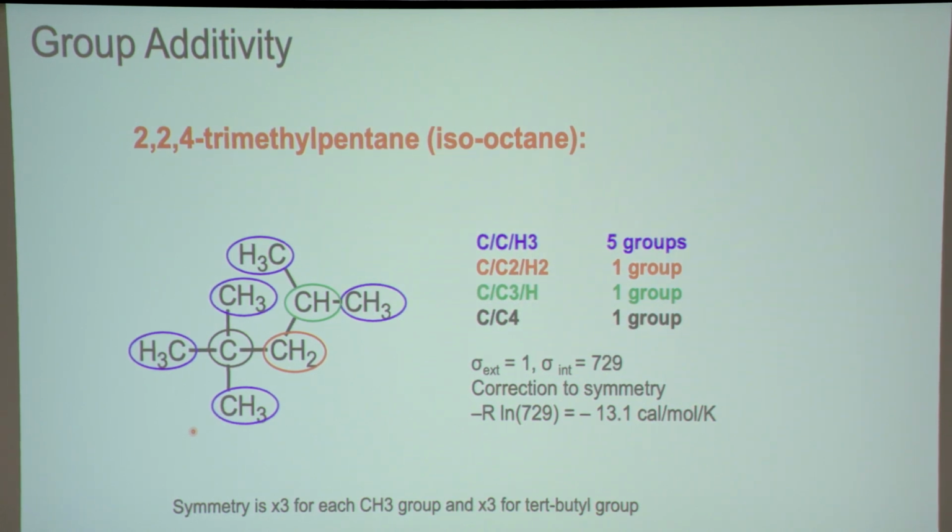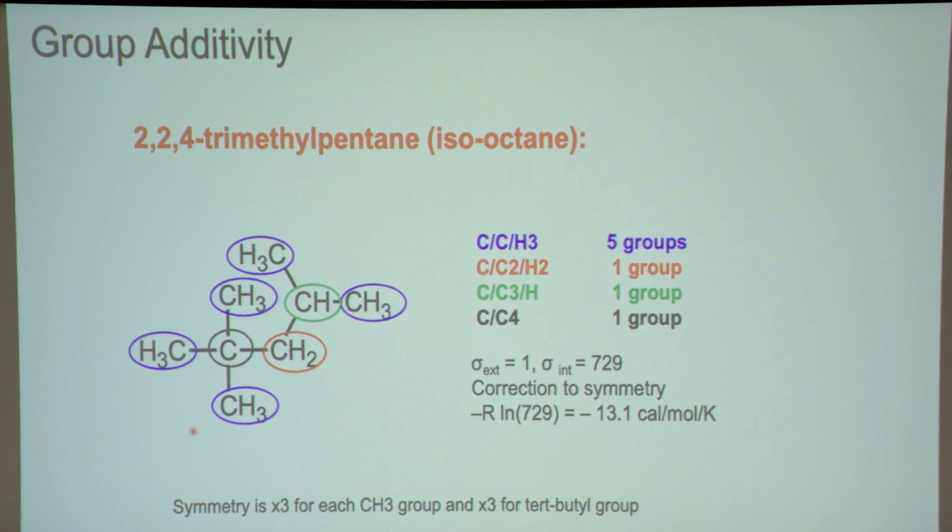We also have, in the green, a carbon which is bonded to 3 other carbons and 1 hydrogen. So that's a tertiary group. We have 1 tertiary carbon group. We also have, in the red, 1 carbon which is bonded to 2 carbons and 2 hydrogens. So that's a secondary group. And then finally, we have another group, a carbon which is bonded to 4 other carbons. So in total, we have 4 different types of groups, but a total of 8 groups in whole.